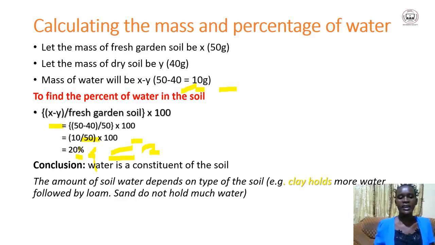So we can happily conclude that water is one of the constituents or components of the soil. Of course, the amount of soil water or the percentage of soil water will depend on the type of soil. For example, clay soil will hold more water. Therefore, we can have a high percentage of water in clay than in loam as well as even sand.